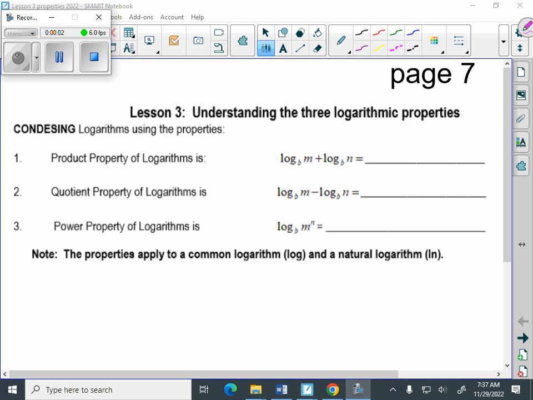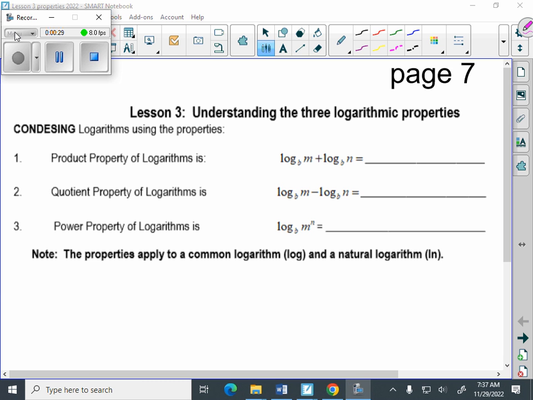So today we're going to talk about logarithmic properties, and depending on where you look on the internet, there's 3 or 4 properties, but we're going to stick with these 3. And because logarithms are another way of writing an exponent, these properties coincide with exponent rules.